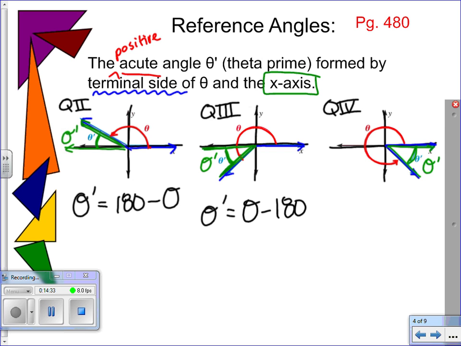I'd like for you to have a quick discussion with the people sitting next to you. How would you write a rule in the fourth quadrant? And if you're having trouble, think about what could be a number for theta, and then how would you find theta prime? I'll give you a quick minute to discuss.